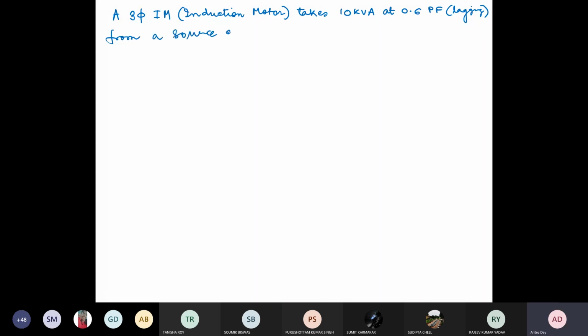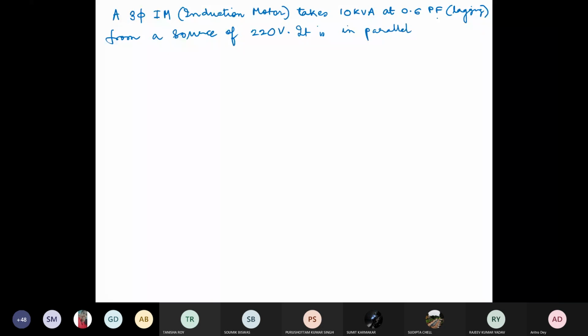A three-phase induction motor takes 10 kVA. 10 kVA means the volt ampere is given at 0.6 power factor lagging from a source of 220 volt.